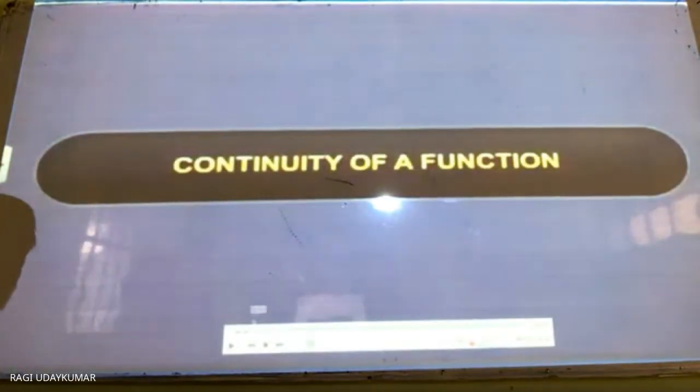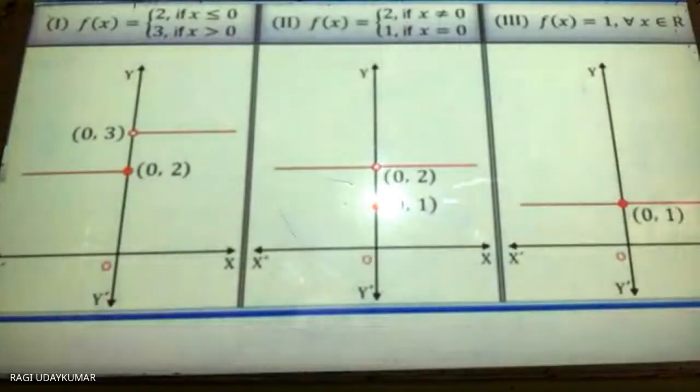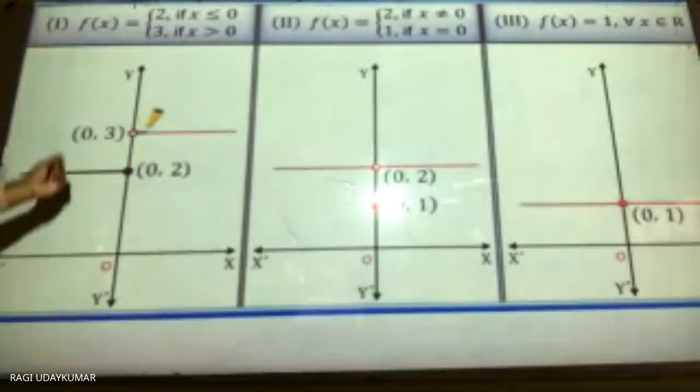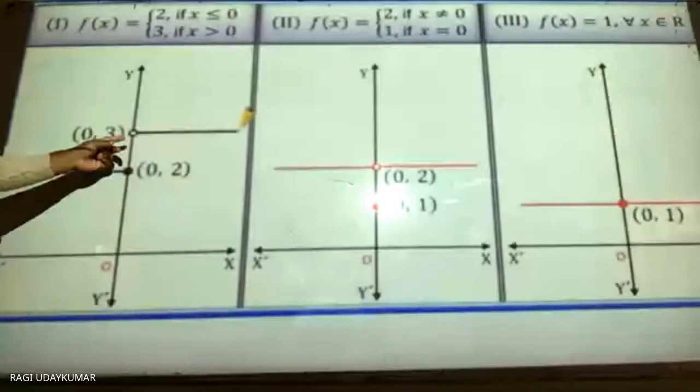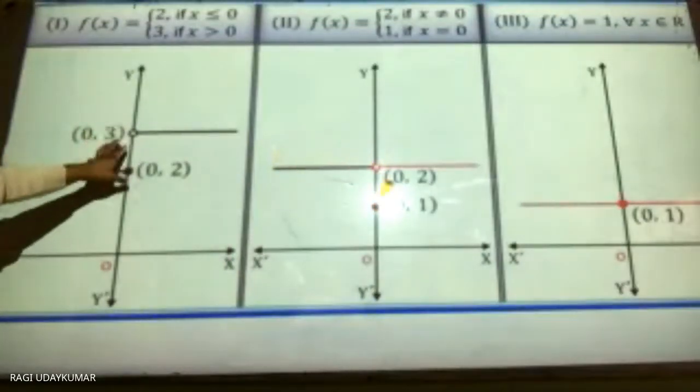Continuity of the function here. First, whenever you observe these three graphs, by the observation itself you will come to know which function is continuous. This graph represents continuity. Whenever you are drawing this graph, you need to lift the pen from here to here. So that's why this graph says that the function representing it is not continuous.